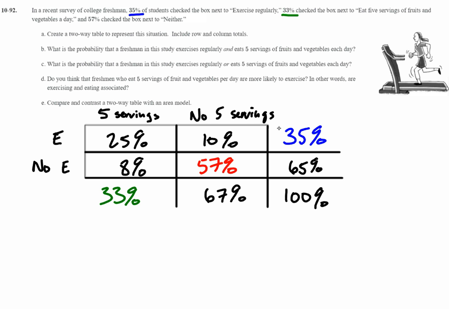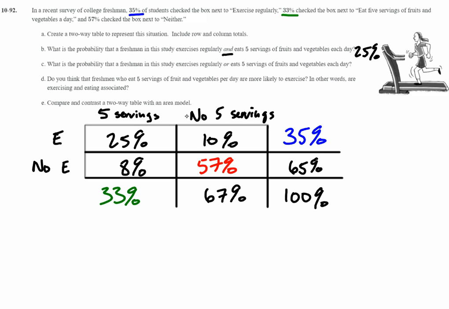Now that we have the table filled in, we can ask all those probabilities and conditional probabilities and independence and mutually exclusive questions. So let's go through the ones they have here. In part B, what's the probability that a freshman in the study exercises regularly and eats 5 servings of fruits and vegetables each day? That's my overlap. That's my yes, yes. In this case, exercises and has 5 servings a day. There's a 25% chance of that happening.